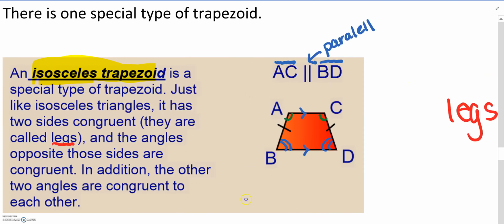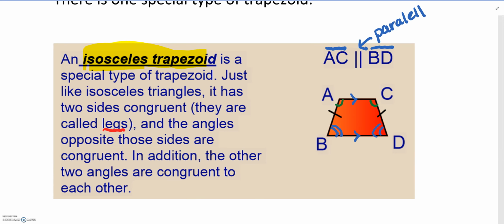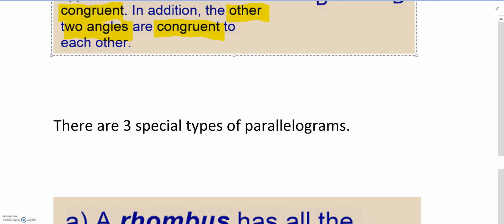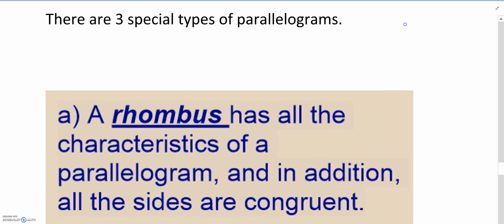So you need to know all of these attributes. You need to know it has two congruent sides that are called the legs, that the angles opposite those sides are congruent, and in addition, the other two angles are congruent, okay? So that's our special type of trapezoid. And we have 3 special types of parallelograms. So let's look at these.